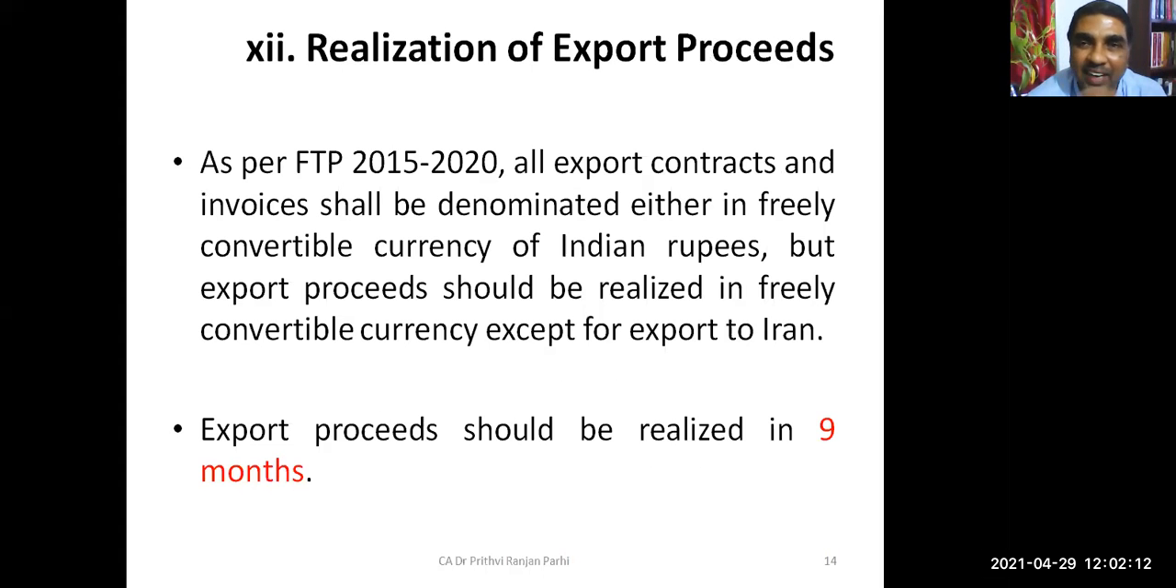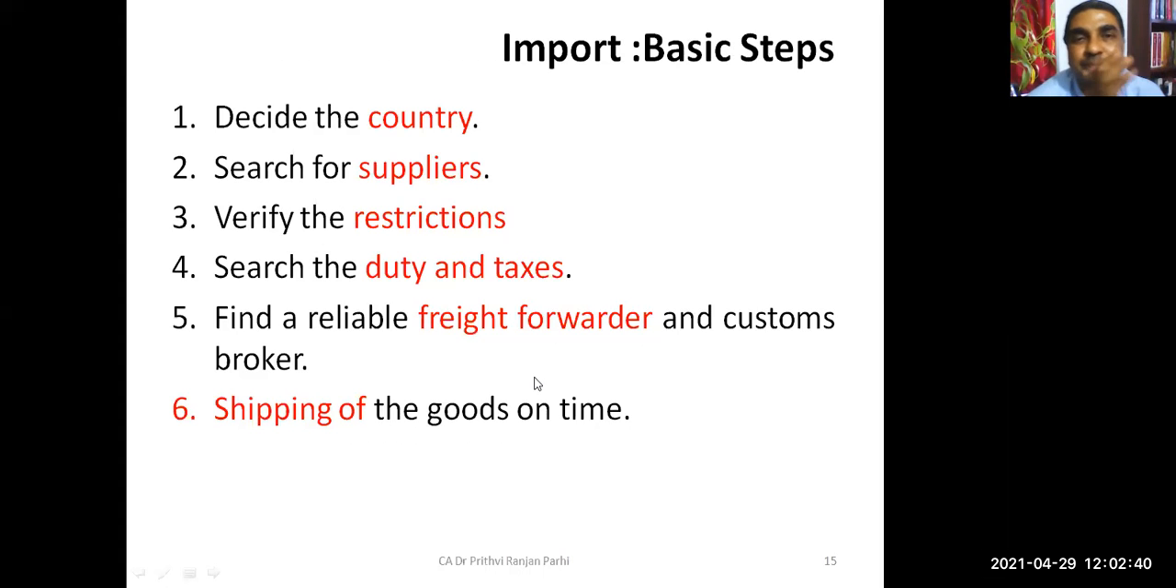Then finally, realization of export. You have exported the things, but you also have an obligation to realize the export proceeds. If for some reason export proceeds are not realized, then you may write to the banker for extension. Export proceeds should be realized within 9 months. Okay, within 9 months, one has to realize the export proceeds. So this is the procedure for export.